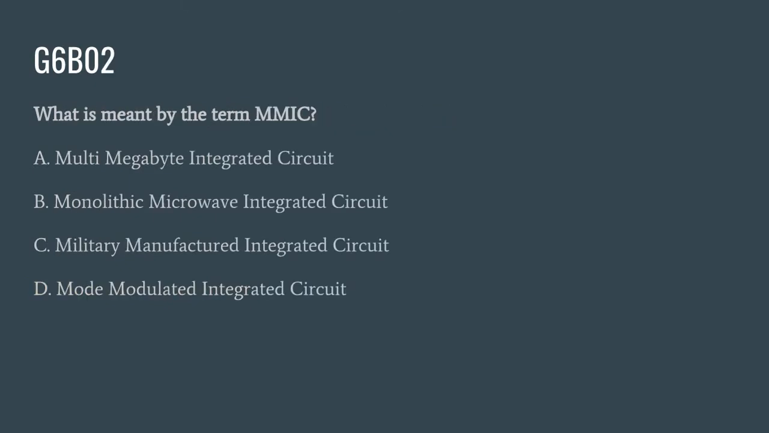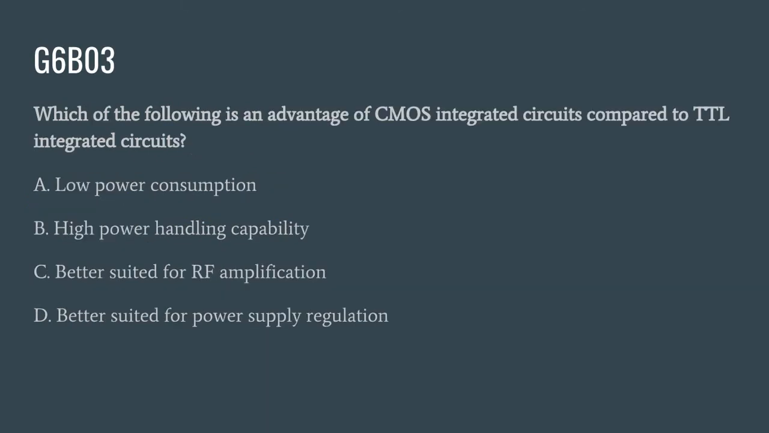G6B02, what is meant by the term MMIC? A, multi-megabyte integrated circuit, B, monolithic microwave integrated circuit, C, military manufactured integrated circuit, or D, mode modulated integrated circuit. Correct answer B, monolithic microwave integrated circuit.